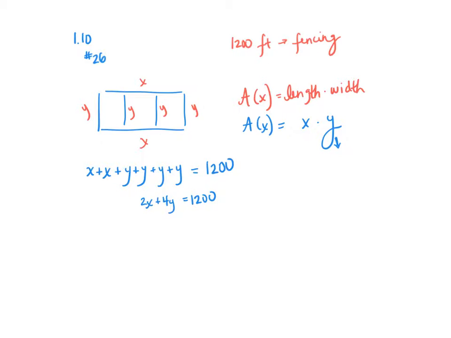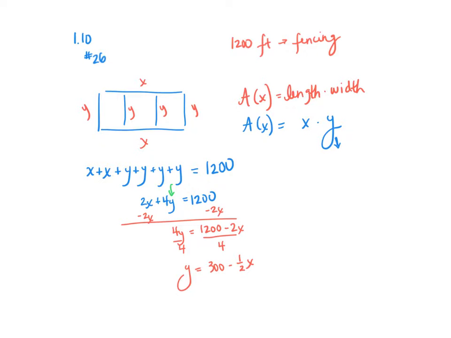And then I just need to isolate y and get y by itself. So I can subtract 2x. So I have 4y equals 1,200 minus 2x. And then I can divide by 4. And so y equals 300 minus 1/2 x.